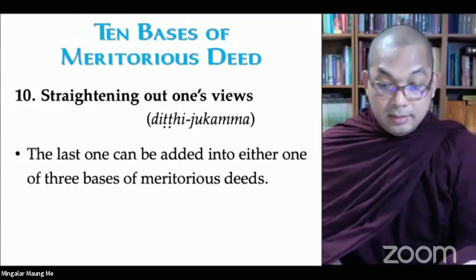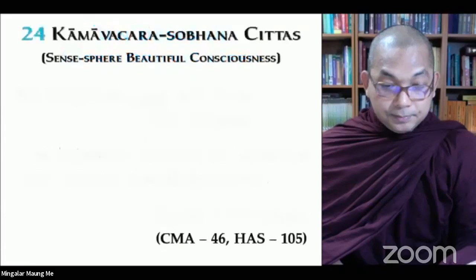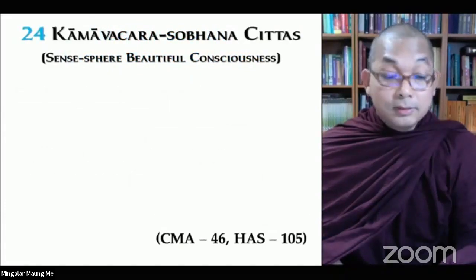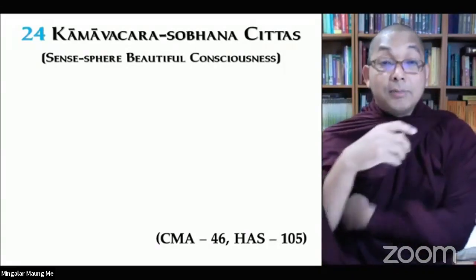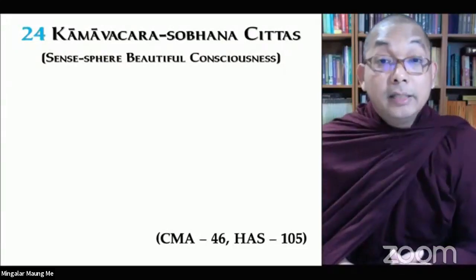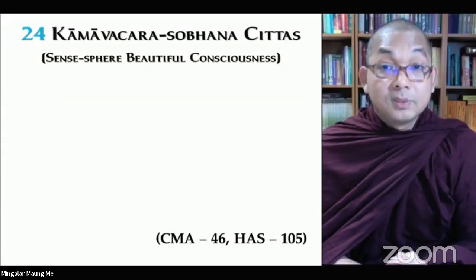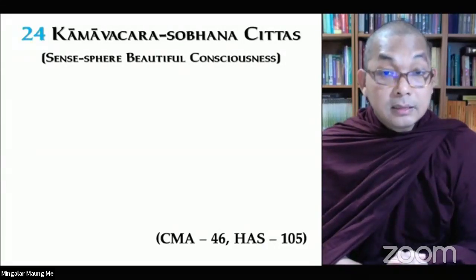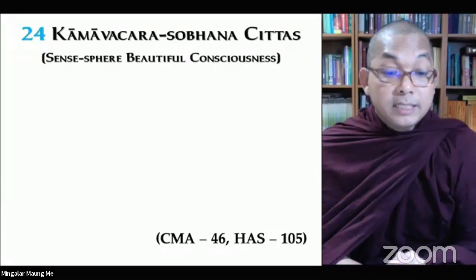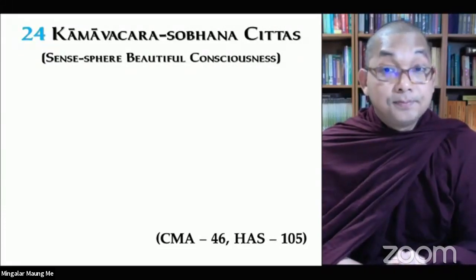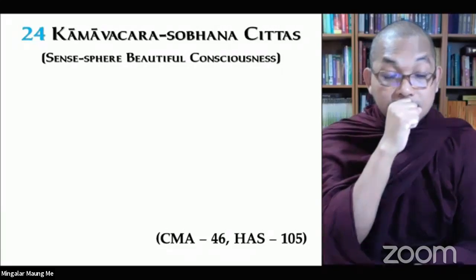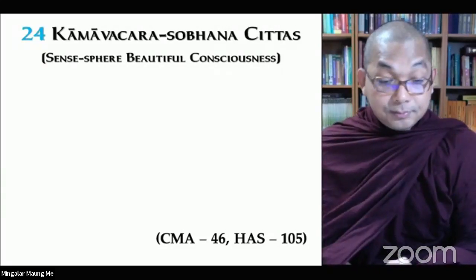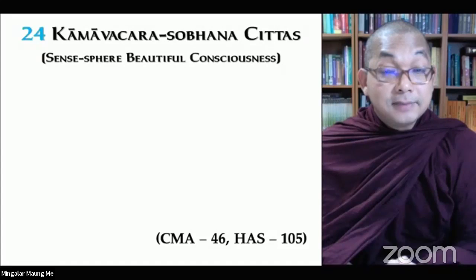Okay. Now let's talk about the 24 Kama Vacara Sobhana Cetasikas. Earlier we talked about Sobhana. Sobhana means beautiful consciousness. Now we add another one, Kama Vacara. Kama Vacara means sense sphere.